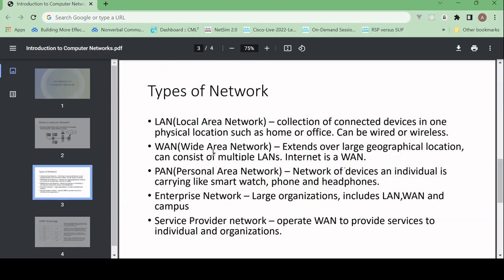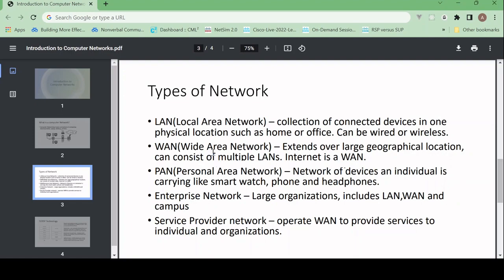If we go further, we see that there are multiple types of network. I have listed the major types of network: LAN, WAN, PAN, enterprise network, and service provider network. So what is LAN? LAN is local area network.